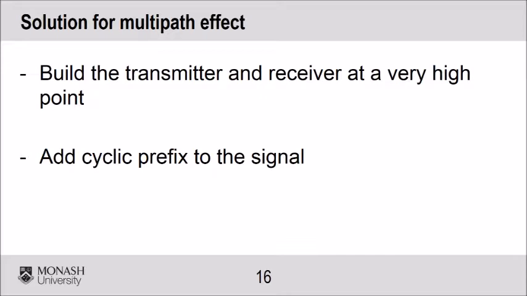There are some solutions for this multipath effect, which are build the transmitter and receiver at a very high point, which the signal will not get reflected anymore, or by adding cyclic prefix to the signal. It is easy to see that the second solution is more practical.